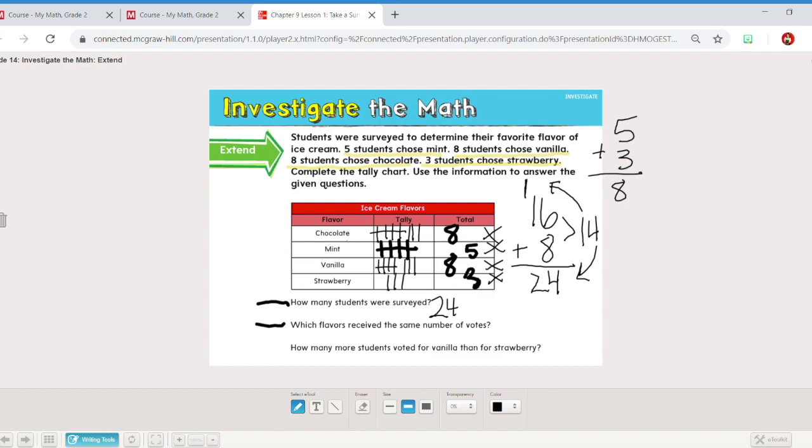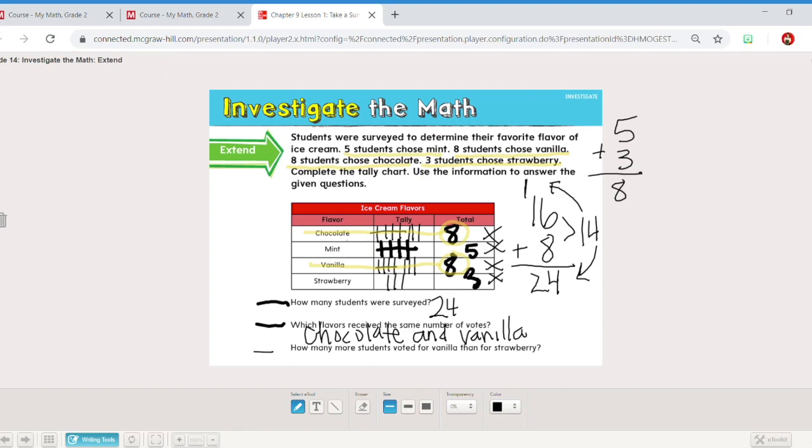Which flavors received the same number of votes? This one just requires us to look at the graph. We don't really have to do any addition or subtraction. I remember mentioning it earlier by the tally marks, and we can just look in our totals that there's an 8, there's an 8. I'm going to go all the way over, see what flavor it is. All right, chocolate and vanilla. So in our answer, we are just going to come on down and write chocolate and vanilla. Doesn't want me to dot my I, so we'll just keep going.